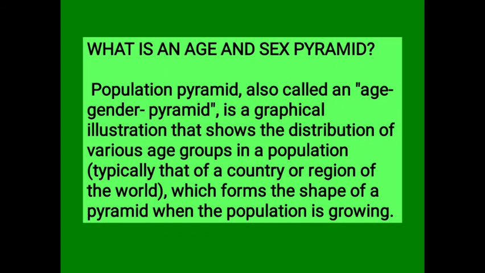Next, we move on to the next topic, that is age and sex pyramid. What is an age and sex pyramid? A population pyramid, also called an age-gender pyramid, is a graphical illustration. That is, through graphs, it shows the distribution of various age groups in a population, typically that of a country or region of the world. That is specifically, the group of population from a specific region or a country, which forms the shape of a pyramid when the population is growing.